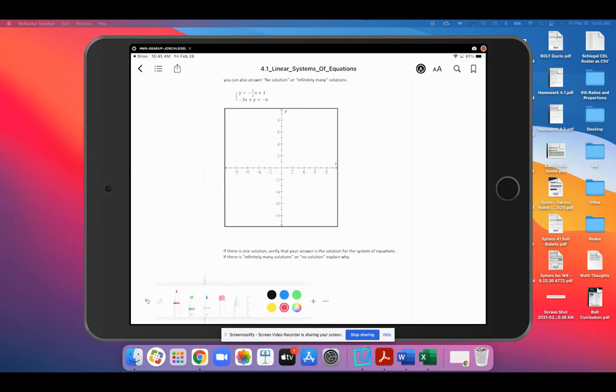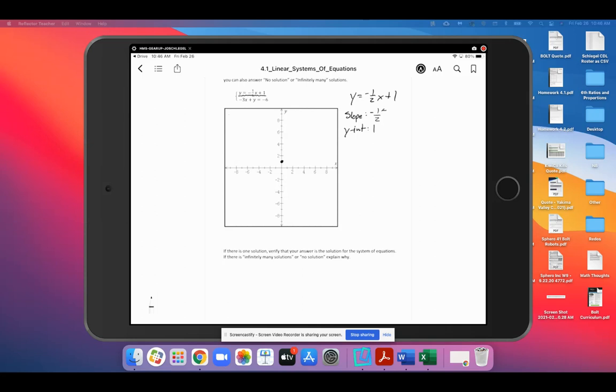What we've got in this case is very much like what we had last time, where we have one of these that is already solved for y, and it is y = -1/2 x + 1. So I do have a slope of -1/2, and I do have a y-intercept of 1. And so I'll go ahead and start at 1 on the y-axis there.